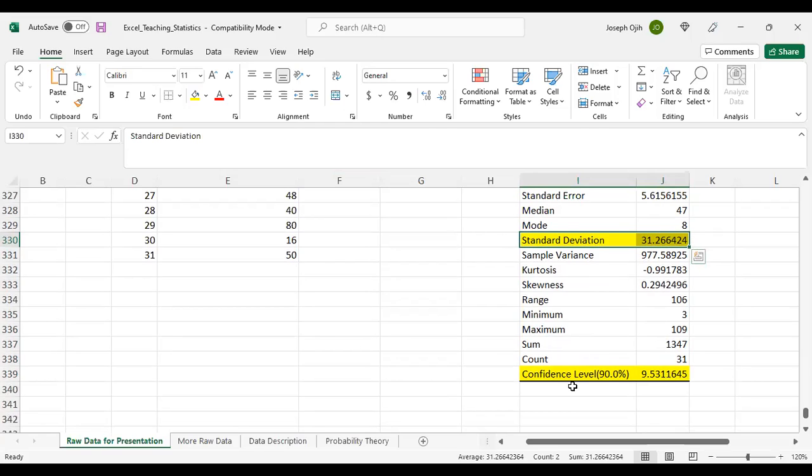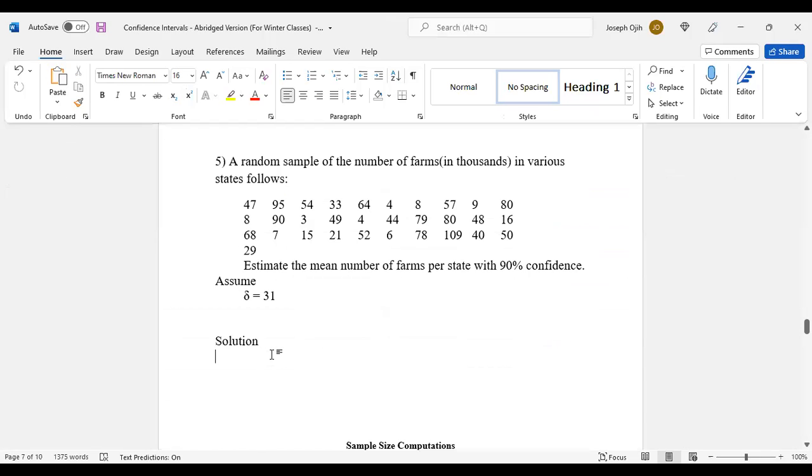See, now, having gotten this, now we can go back to our question and finish up. So that means our sample mean, let me say mean, okay, I want to use the actual character for the mean.